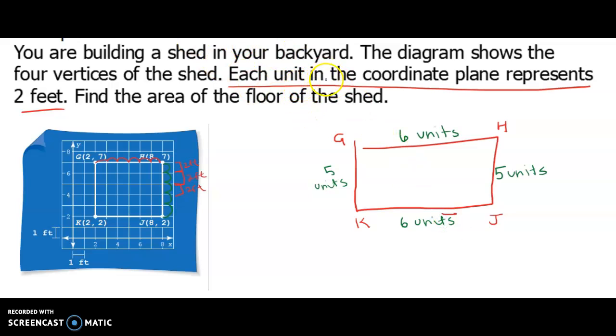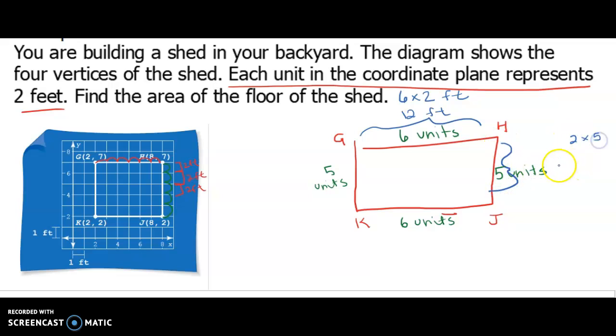Well, each unit in the coordinate plane represents 2 feet. So if this were 6 units, this is 6 times 2 feet, right? Which is 12 feet. And if this is 5 units, this is 2 times 5, or 10 feet, okay? So basically what we have is a 10 by 12 rectangle. Now, how do you find the area of a rectangle? Well, you multiply them together. So 10 times 12 is 120.